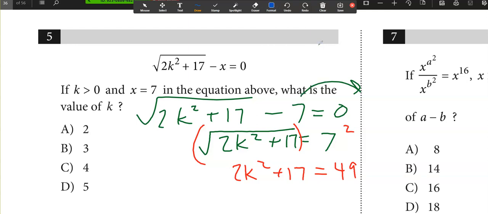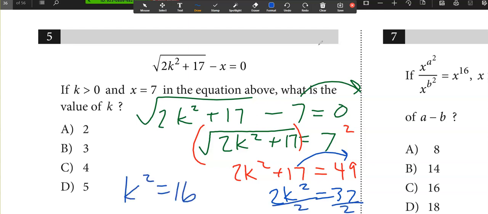So squared both sides, subtracted 17, that's 32. Divide by 2, and I find out that k squared is equal to 16. How come the answer is not negative 4?